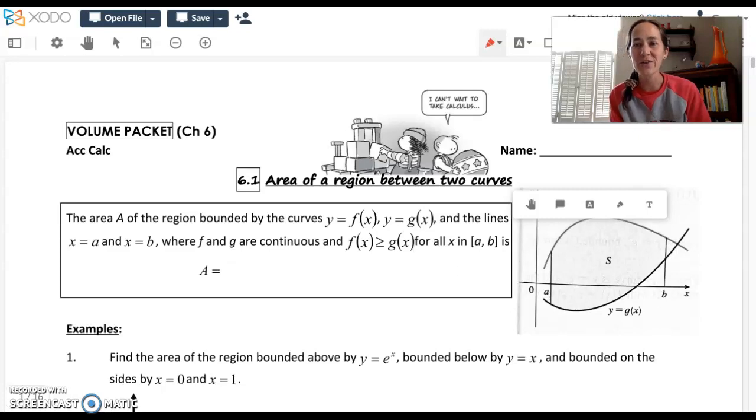We are talking integral applications in a new unit now, chapter 6, and I'm looking at a packet called the volume packet. That'll be the main application we get to in this unit, but we'll start by expanding upon the area that we had been calculating using definite integrals in the previous units. We'll start on page 1 here.